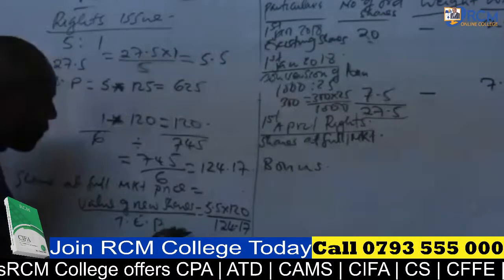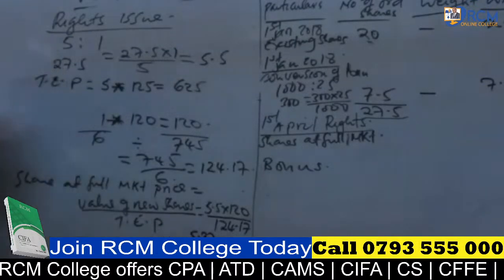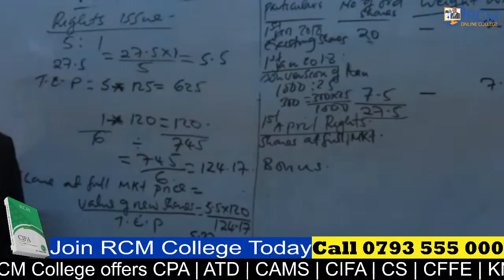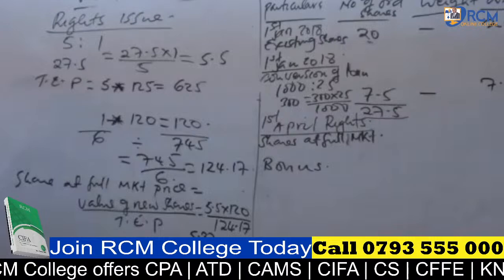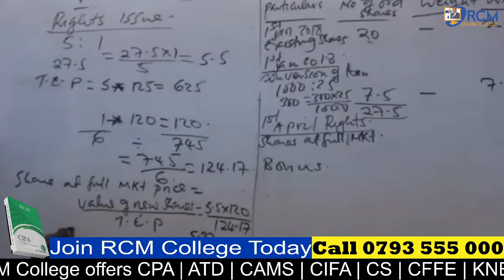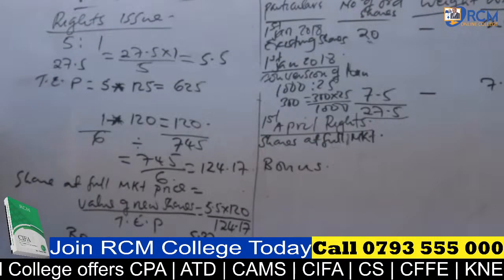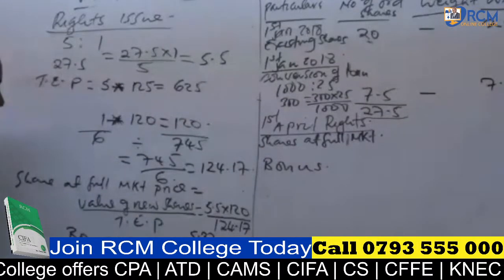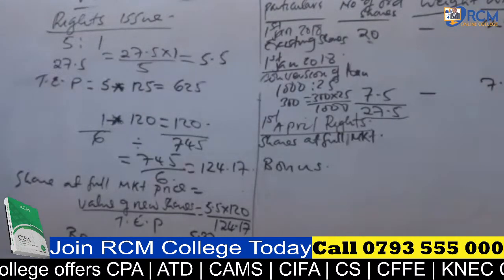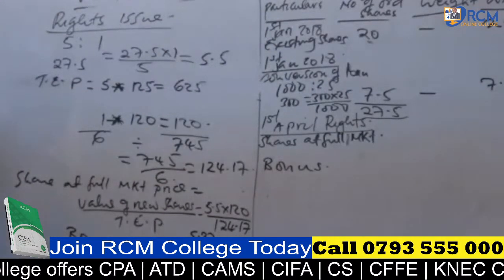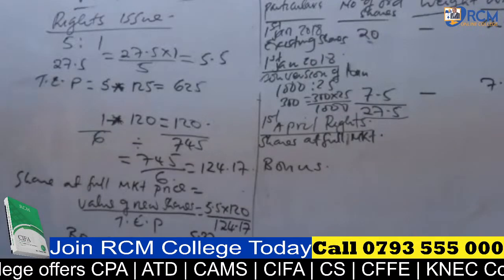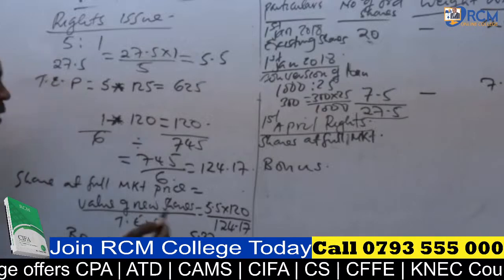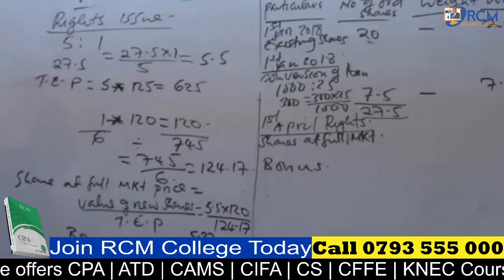5.32. Those are shares at full market price. 3.52. Therefore, the bonus element equals 5.5 minus 5.32. Bonus element equals 5.5 minus 5.32. Therefore, here we have 0.18 as bonus.